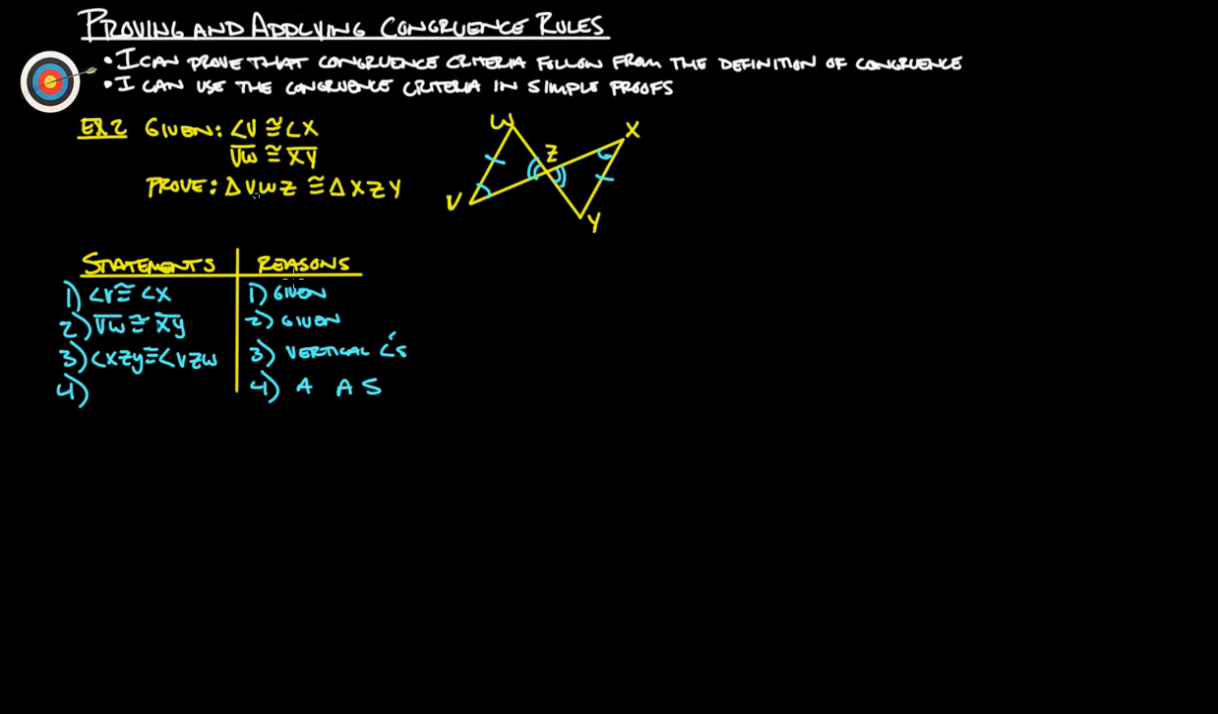Okay, so just to make it look a little nicer, let's move that A over. And we know that our triangle VWZ is congruent to triangle XZY. Okay? All right, that's all there is for proving and applying congruence rules.